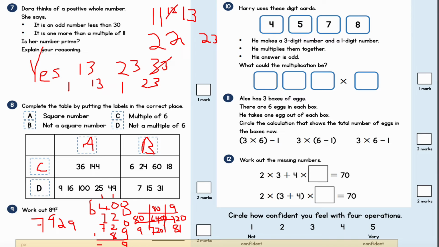This is question number 10, guys. Harry uses these digit cards 4, 5, 7 and 8. He makes a 3-digit number and a 1-digit number. He multiplies them together. His answer is odd. What could the multiplication be?